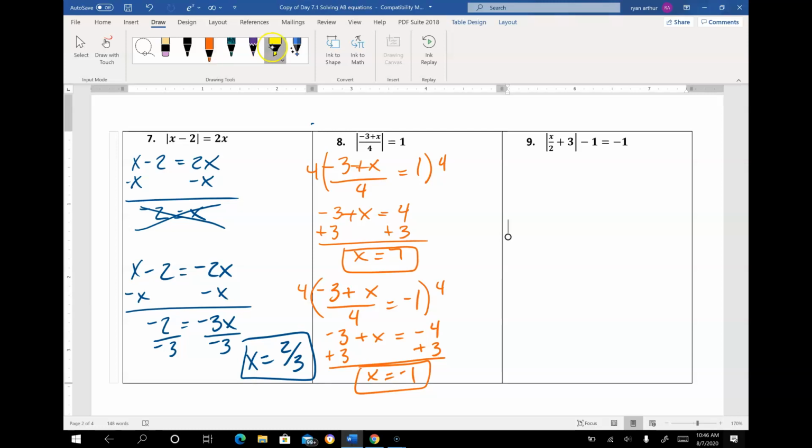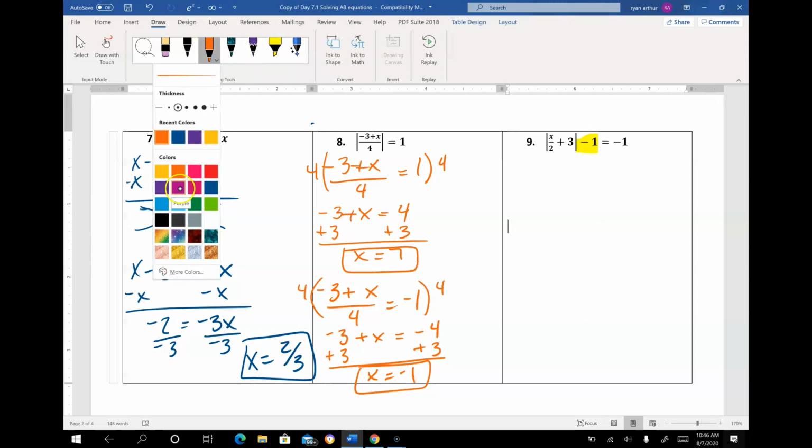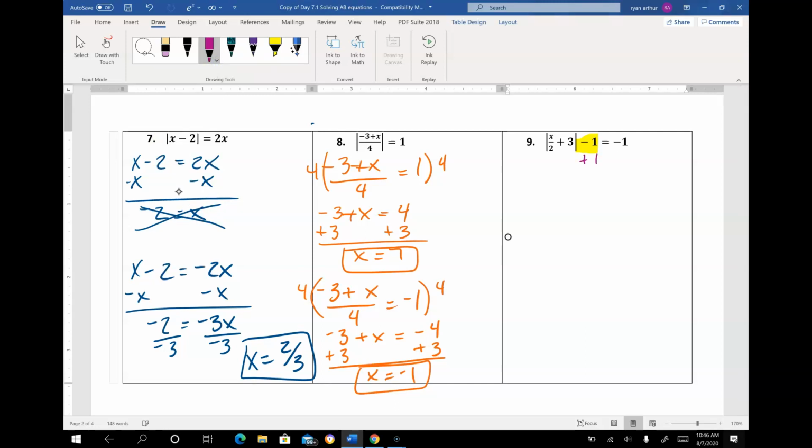So it needs to be isolated. If you look, this minus 1 does not belong. We need to get rid of that minus 1. Okay, so let's get rid of it. So I'm going to add the 1 to both sides. Now, negative 1 plus 1, that cancels out, right? And you're left with 0.